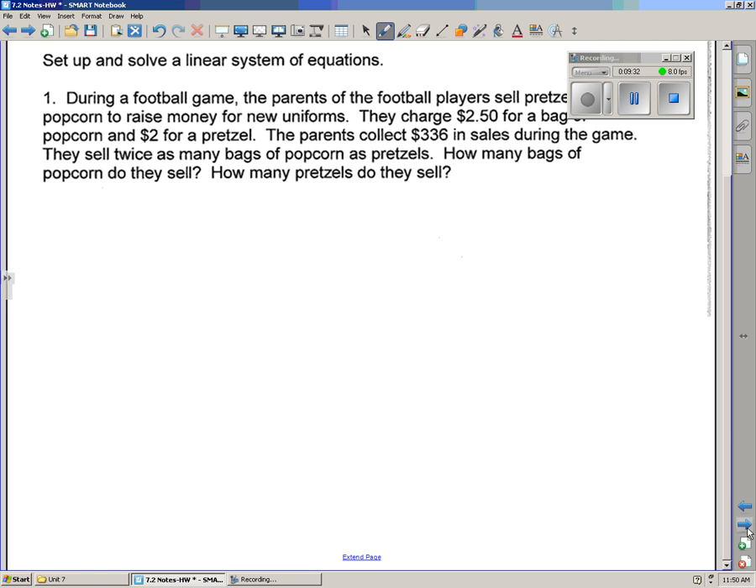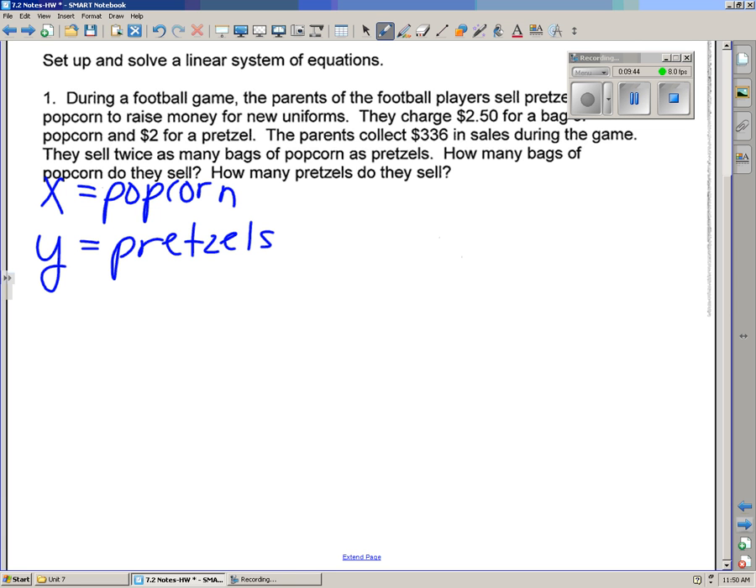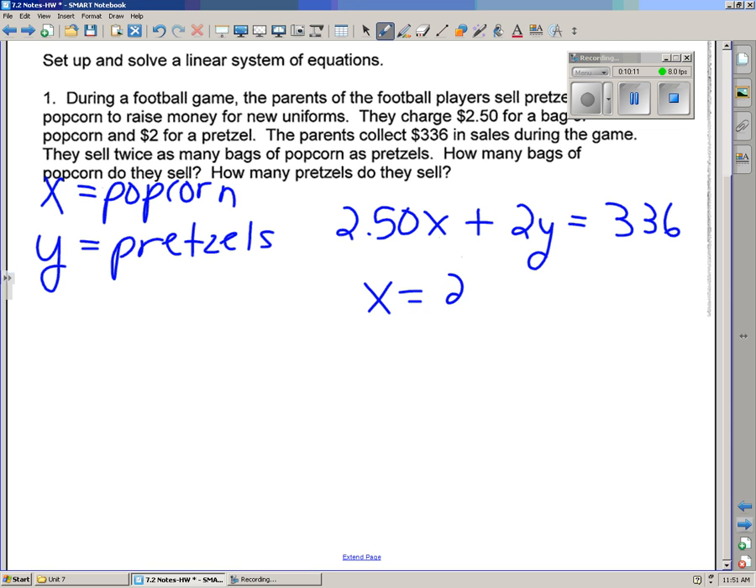We're dealing with popcorn and pretzels. So let x equal the popcorn. Let y equal the pretzels. Well, we know that the popcorn is $2.50 a bag. So $2.50x is for popcorn plus $2y, the $2 a pretzel, gave them $336. We also know that they sold twice as many bags of popcorn as pretzels. So popcorn is going to be twice the number of pretzels. So x equals 2y.